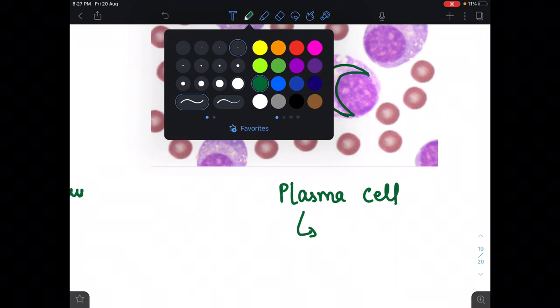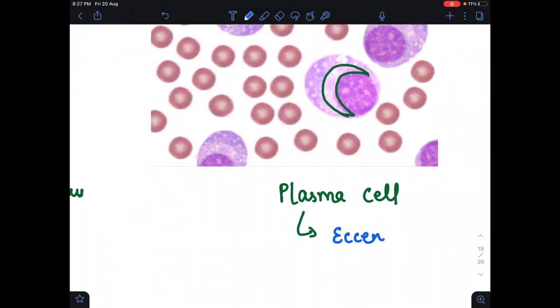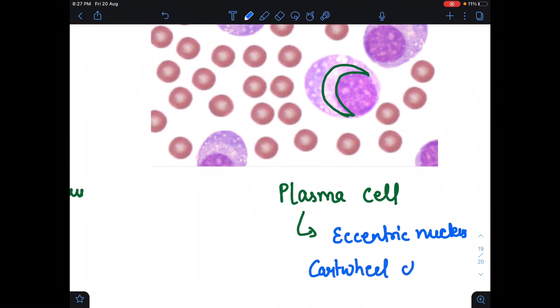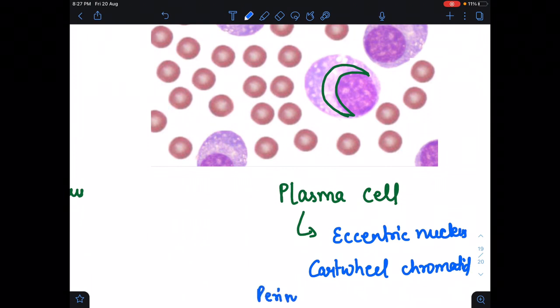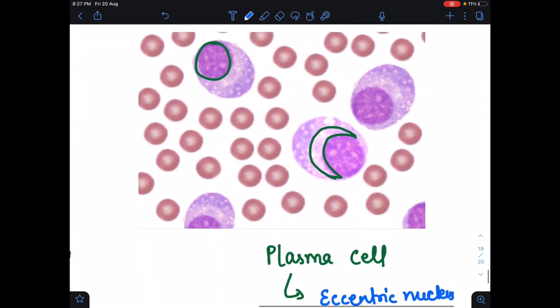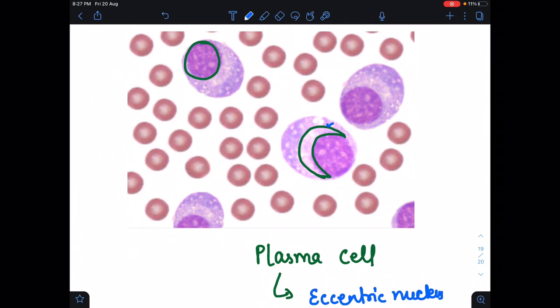So how do we identify it? In this we see an eccentric nucleus, and there is a cartwheel chromatin. Cartwheel chromatin is seen in this, and also you see a perinuclear halo. This is the perinuclear halo space. The nucleus is eccentric, meaning the nucleus is not in the center.